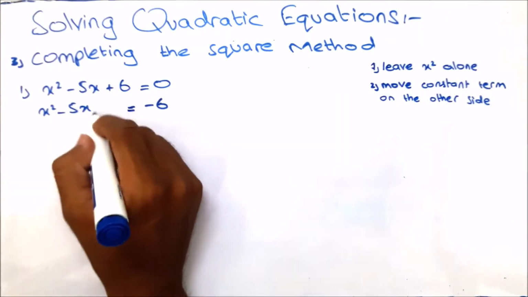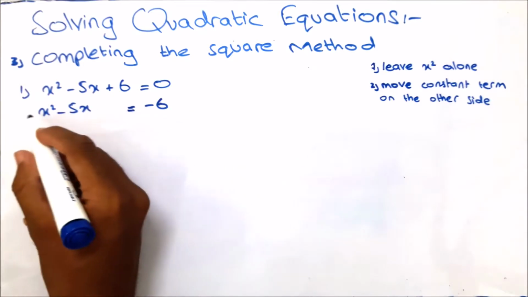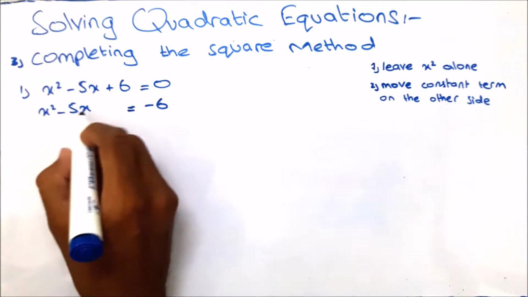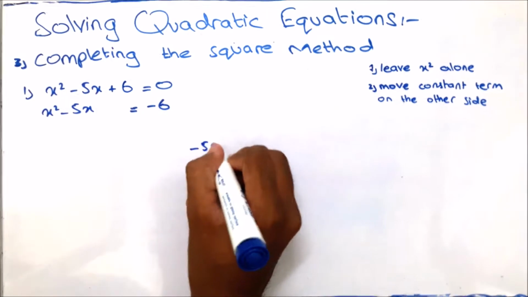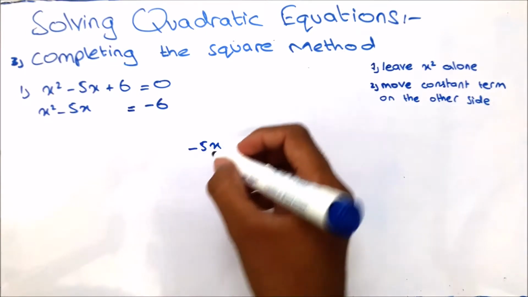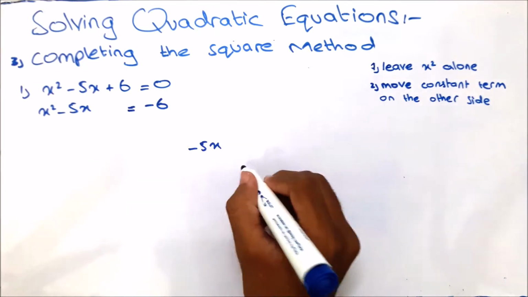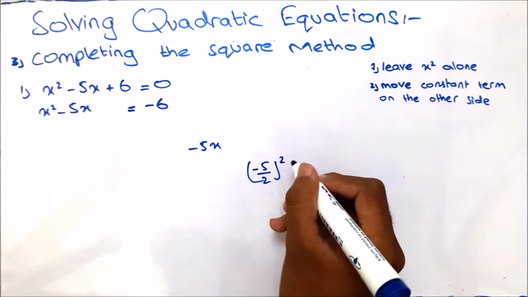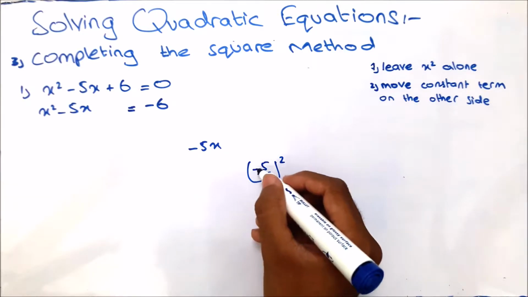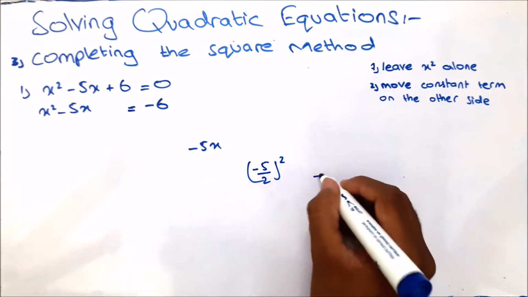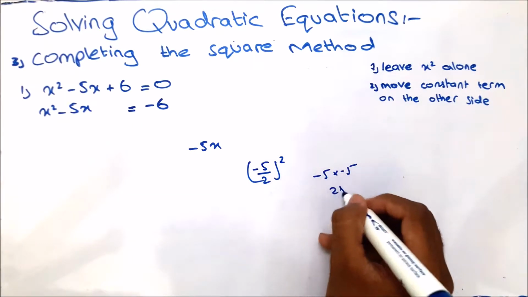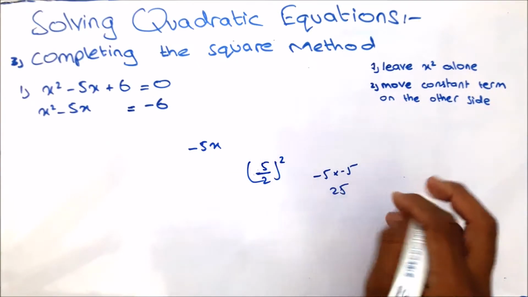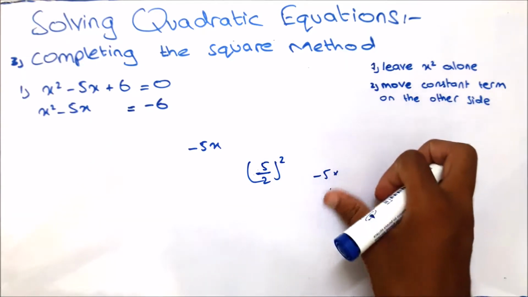Why did I leave this side blank? We have to write a number over here to make this thing a perfect square. Okay, what is that number? When we have this minus 5x, the coefficient of x, we just divide it by 2 and square it. We divide minus 5 by 2 and square it. When we square it, this minus sign does not matter because minus 5 times minus 5 is a positive 25. So this becomes positive, so we don't need to write this minus sign, but we need to consider this sign so we do not make a mistake.